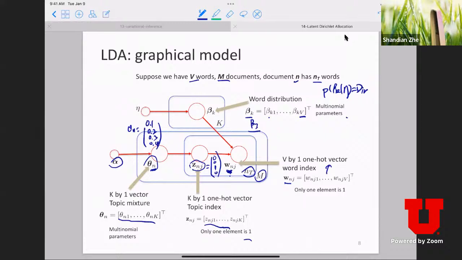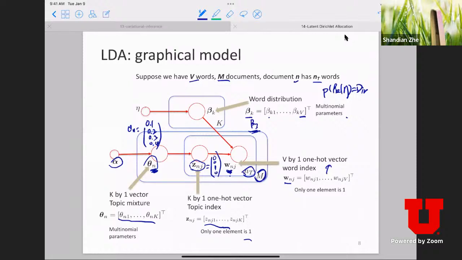And we repeat this procedure to generate the next word. Again, we first sample the topic index according to the topic mixture probability. Then, given the topic index, you retrieve the corresponding word distribution. From this word distribution, you sample the particular word. You do this until you finish generating all the words in document n. Then you move to the next document, sample the topic mixture, and then sample each word until you finish the generation of all M documents.